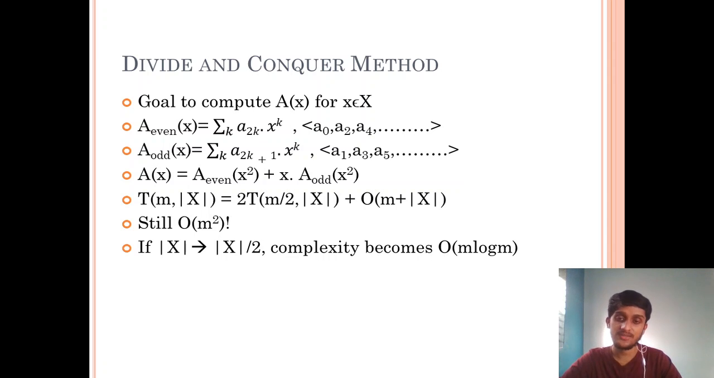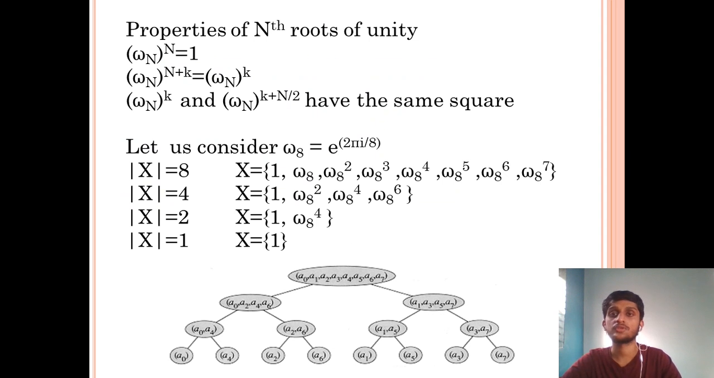So if we square the square roots, we would get the same number, right? So squaring the square roots reduces the size of the set by half. I'll explain this with the next example. If we take the roots of unity, let's consider, for example, the x equal to 8 case. So we are considering the 8th roots of unity. We have 8 numbers here.